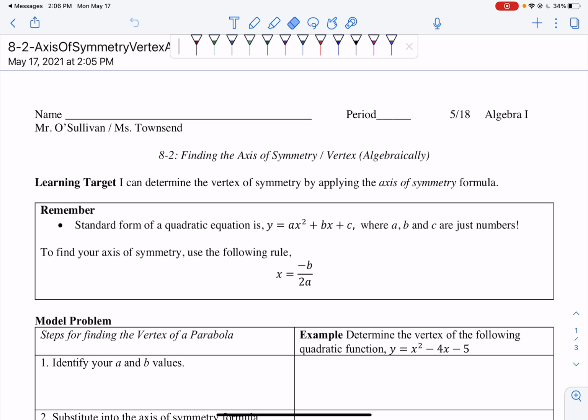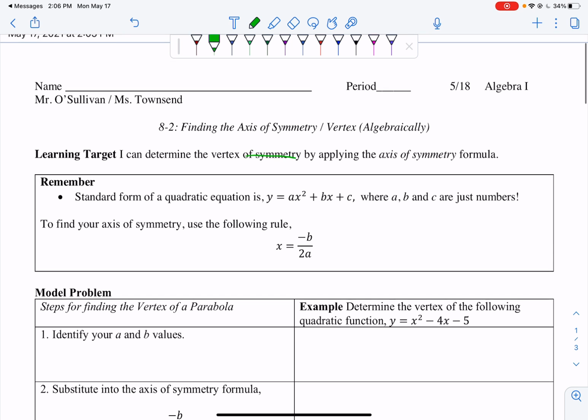Today's learning target is I can determine the vertex of a parabola by applying the axis of symmetry formula. Remember, the standard form of a quadratic equation is y equals ax squared plus bx plus c, where a, b, and c are just numbers. To find your axis of symmetry, use the following rule: x equals negative b over 2a. This is a rule you have to memorize.